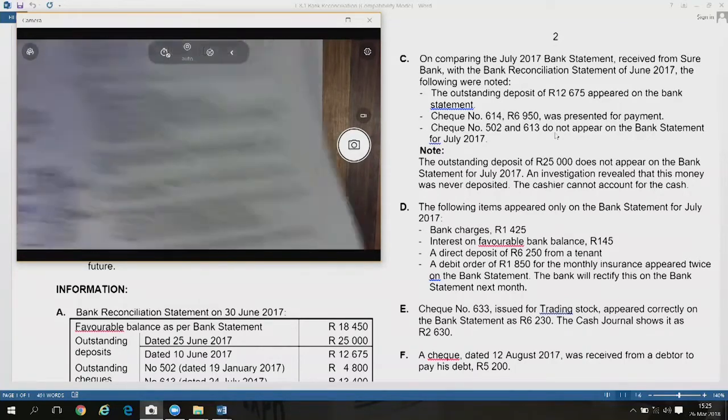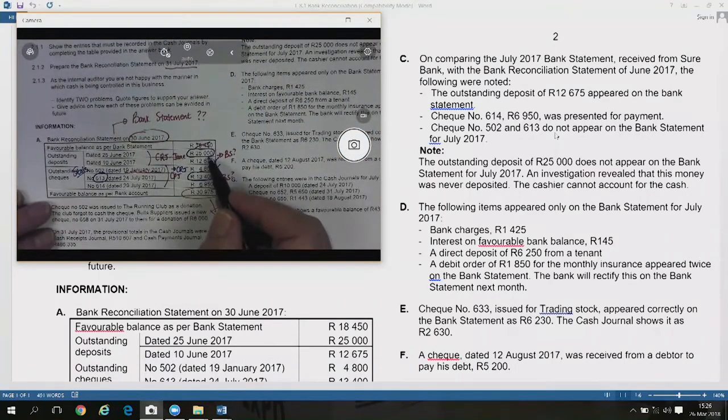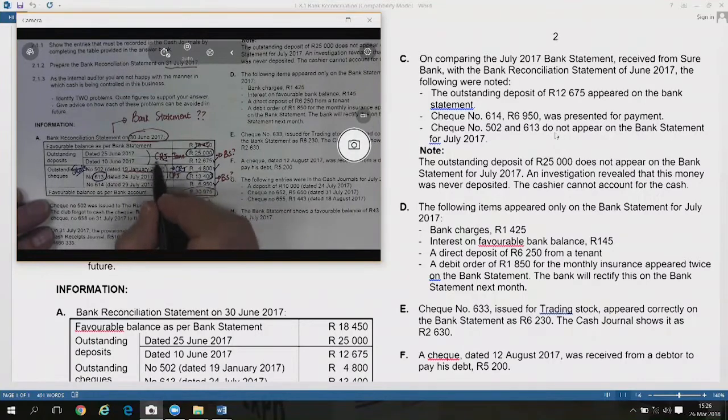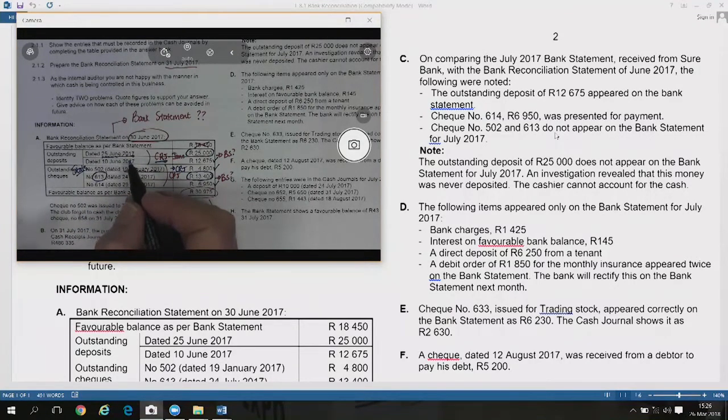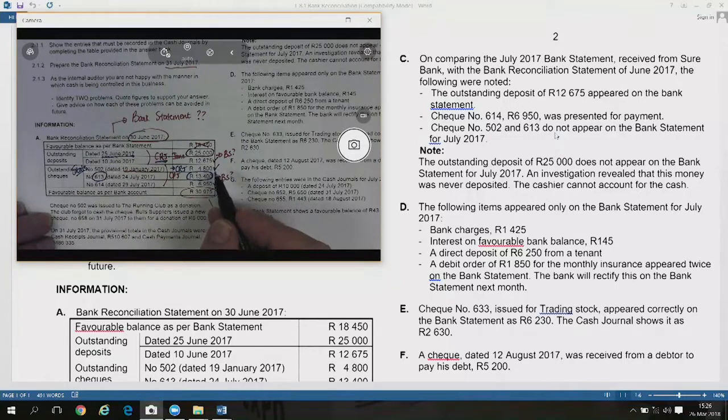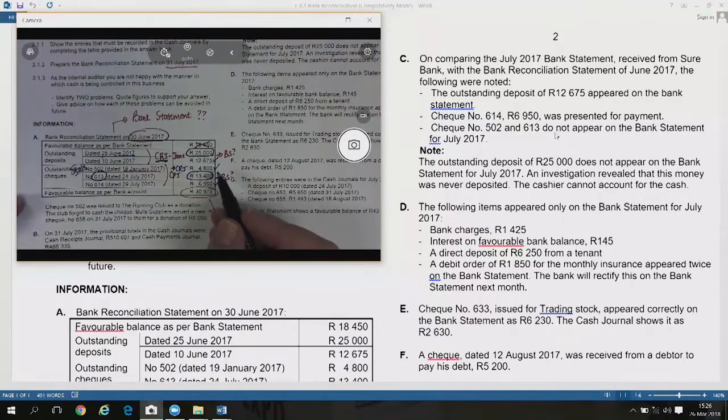Can I quickly ask you, where did that 25,000 come from? It came from the CRJ in June. Remember, deposits must go to the bank as quickly as possible. That one was already deposited on the 25th of June. We are now at the end of July and it's not on the bank statement yet. So there's a problem there. It's fraud, but we cannot do anything now.